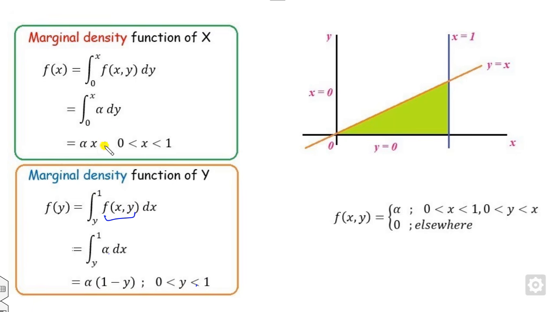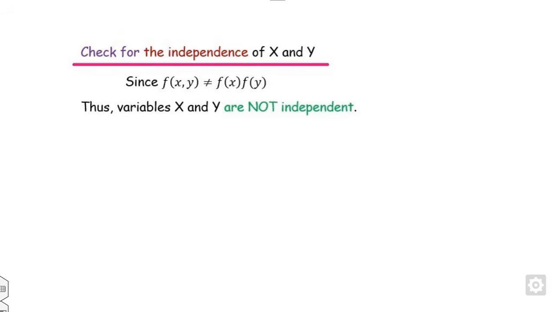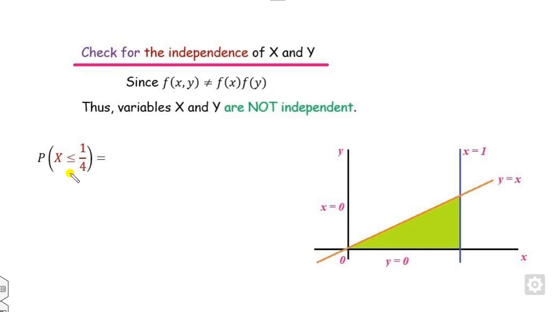Again you can check whether they are independent or not. Check whether f of x into f of y are equal to this. So this is fy, this is fx, they are not equal, so it means they are not independent. How do you find this value? You can see that this is a function of only x, so there is a need of only one integration.